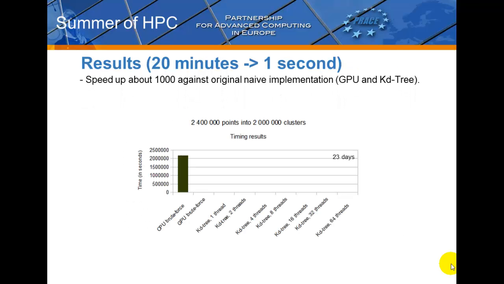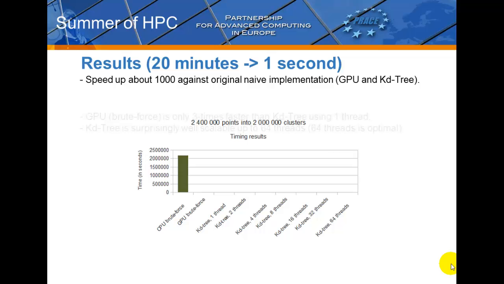At the end, some graphs to demonstrate our results. We tested our implementations on a case which is typical for a large plasma simulation, where we want to reduce 2.4 million particles into 2 million. Here we can see results for the original implementation compared with the GPU implementation of the brute force algorithm and CPU multithread implementations of the KD tree. The speedup against the original algorithm is about 1000 for the GPU and also for the KD tree.